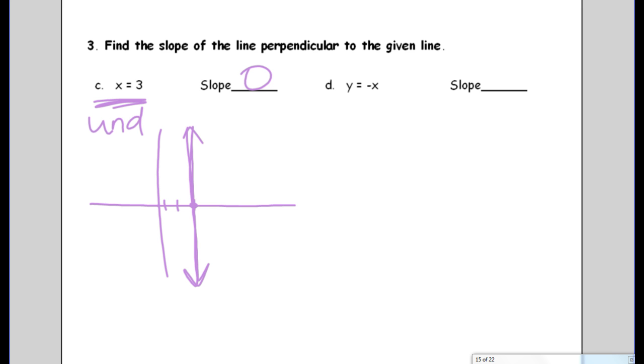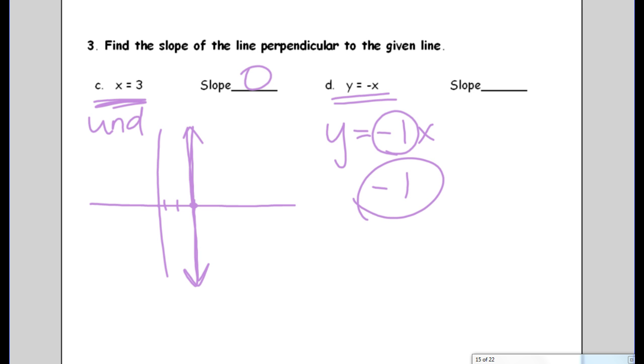Elijah, what is the slope of this line right here? This one, D. Almost. What's sitting in front of the x? This is negative. I rewrote it for you. Negative 1. So what is the slope? Just -1. -1 is the slope of this line. If I want to be perpendicular to that, what's my slope? 1! Very good. The answer was 1 to D. Did you get it? It's 1.